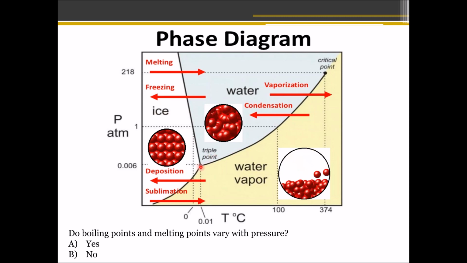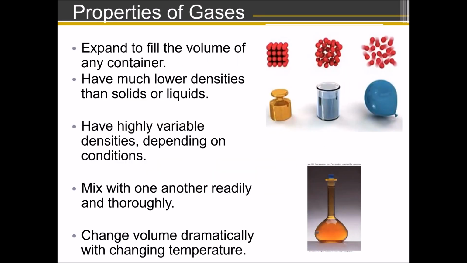So water, for example, is going to boil at 100 degrees Celsius only at 1 atmosphere. But if the external pressure is different than this, the boiling point of the substance is going to be different. So the gaseous state is quite different than the solid and liquid states, and it has quite different properties. For example, a gas will expand to fill the volume of any container it occupies, and it always has much lower densities compared to solids and liquids.